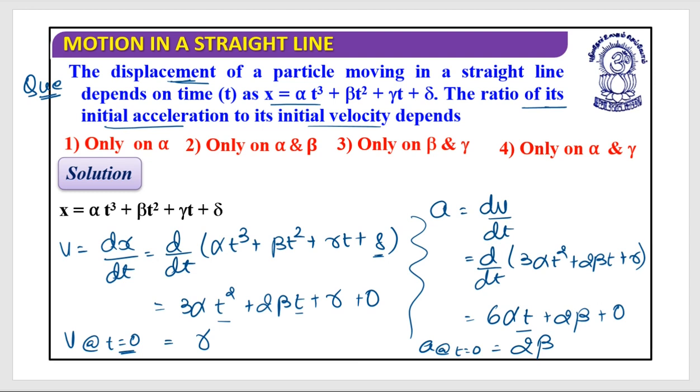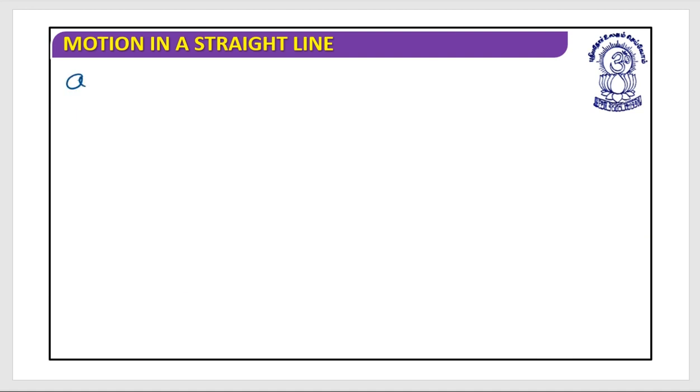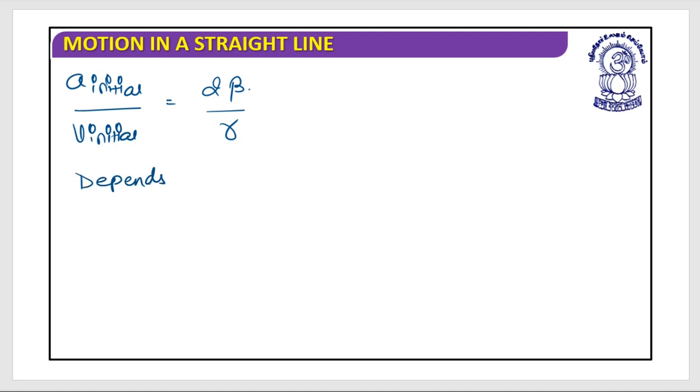Now I need to take the ratio of the initial acceleration to the initial velocity. So a initial to v initial should look like this. A initial is twice beta, and v initial was gamma. So this depends only on beta and gamma. Here 2 is a constant. I hope those things are clear to you.